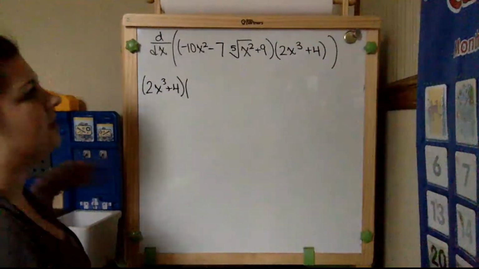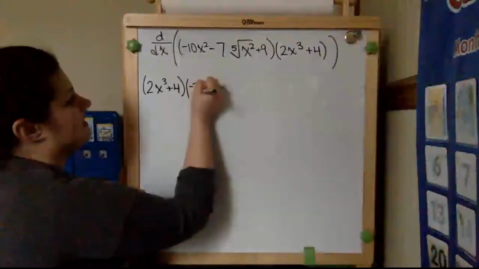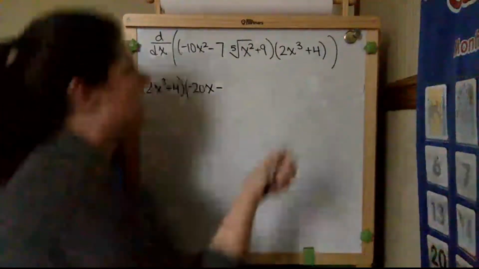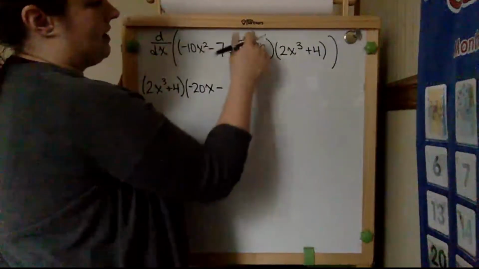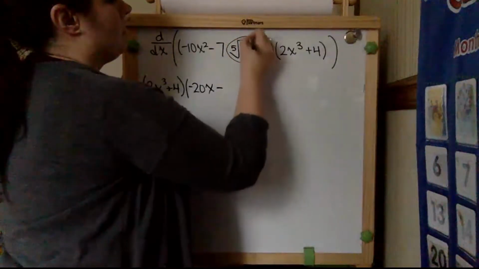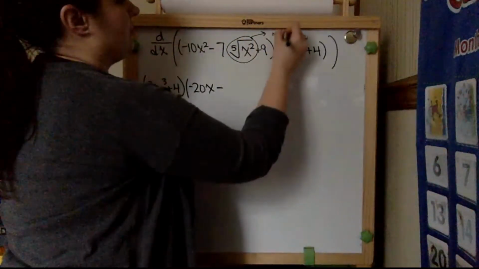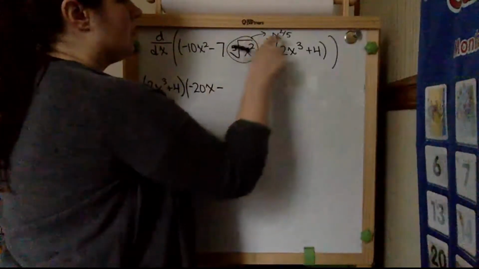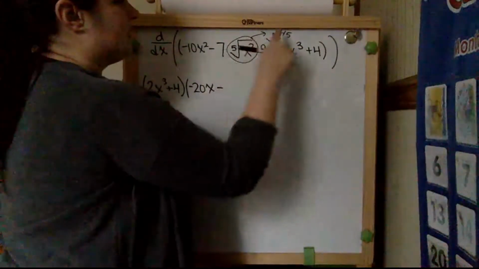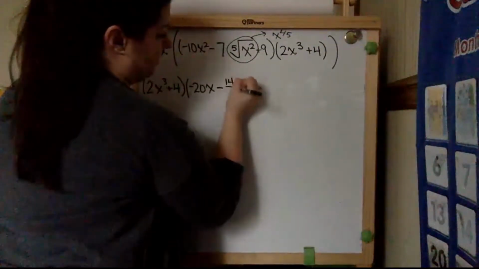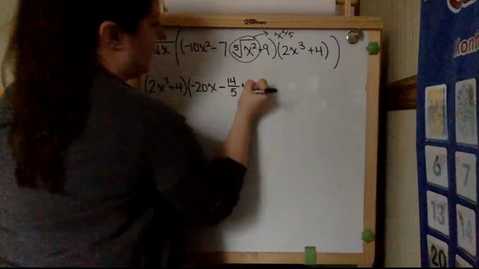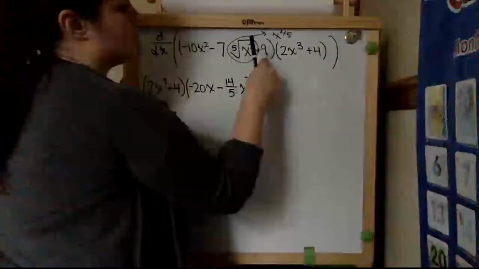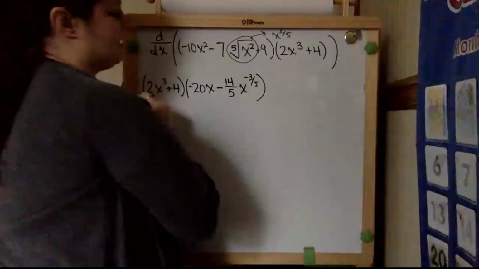F prime, derivative of that first expression, is negative 20x minus, now remember we have the 5th root of x squared. That can be written as x to the 2/5 so that we can use our power rule. Bringing the 2/5 down, negative 7 times 2/5 is a negative 14/5. X to the, subtracting 1, negative 3/5. Derivative of 9 is 0. So that's the end of that expression.